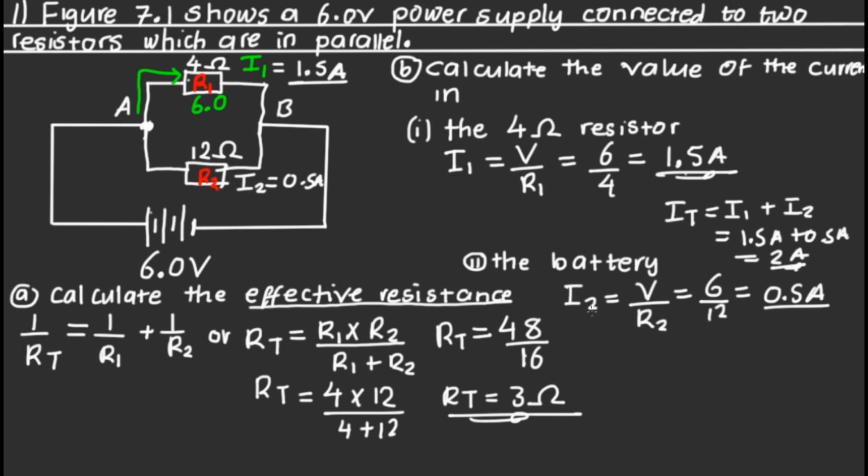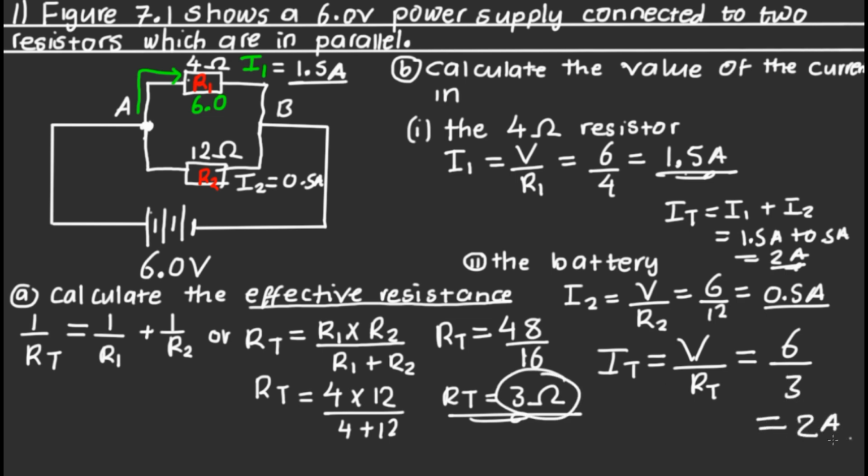We can also find the total current by using the same formula, but we'll say IT is equal to voltage over total resistance. So voltage is still 6, total resistance we calculated to be 3. So 6 divided by 3, we still get 2. So you can go direct, but make sure when you are going direct, use the total resistance of the whole circuit. Right, so let's move on to the second question.